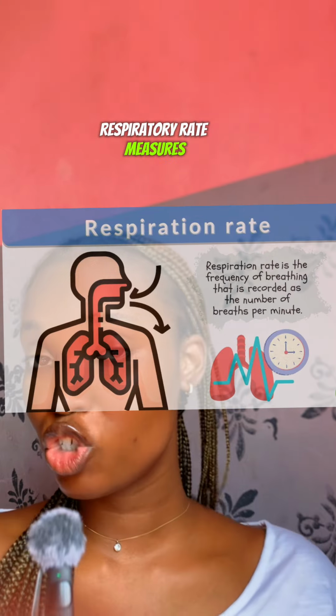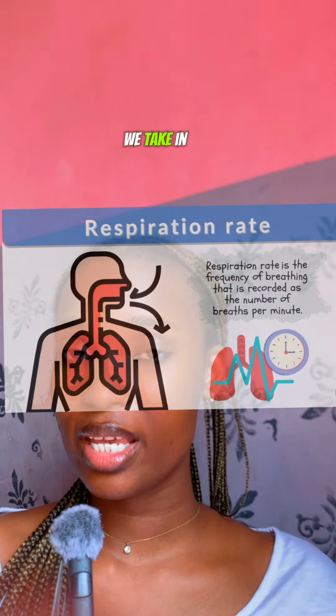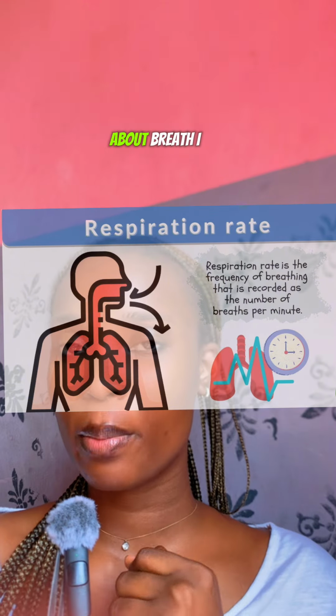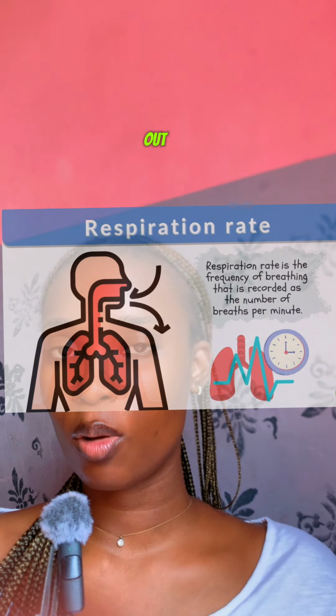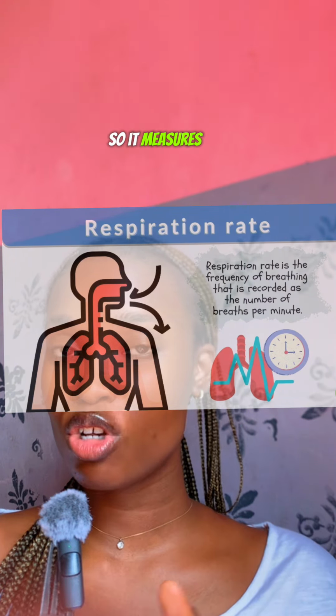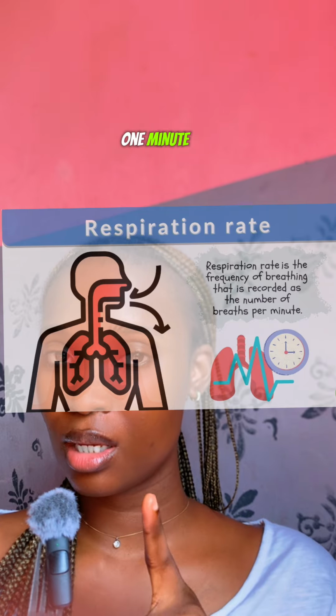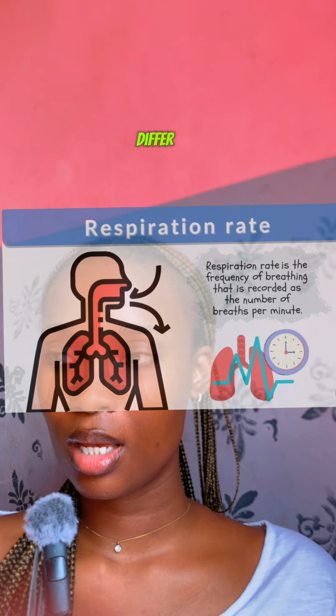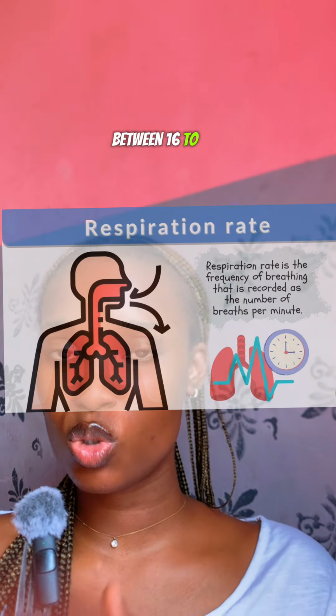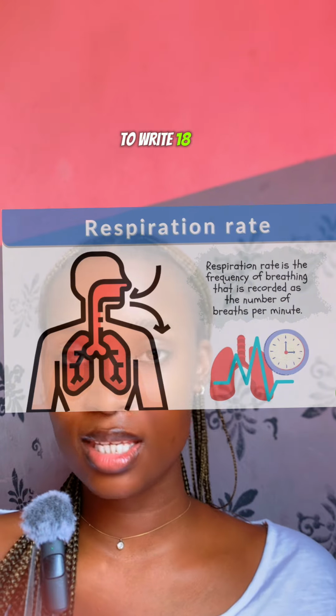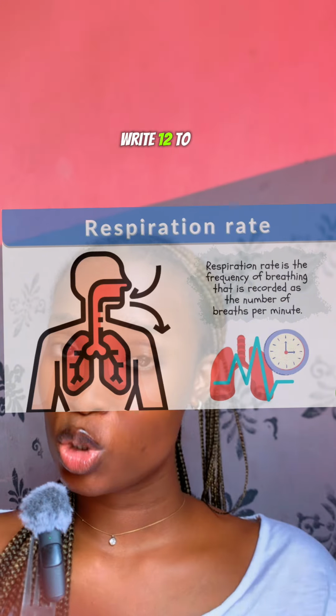Respiratory rate measures how many breaths we take in 1 minute. When I talk about a breath, I mean in and out. That's 1 breath. So it measures how many breaths we take in 1 minute. And this range in adults can differ. It can be between 16 to 20. Some textbooks used to write 18 to 20, and other textbooks write 12 to 20.